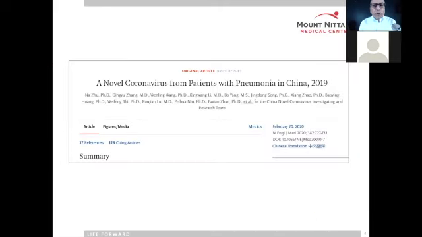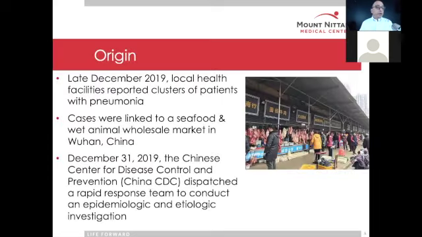So most of you know that the first discovery of this came from China, a place called Wuhan, China. And this journal article, which was published February 20th in one of the leading journals of the country called the New England Journal, summarized all of the scientific information that came from those first few cases in China and following that. So here's what happened.